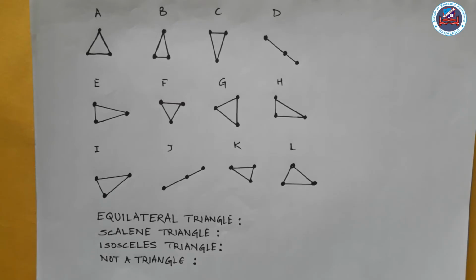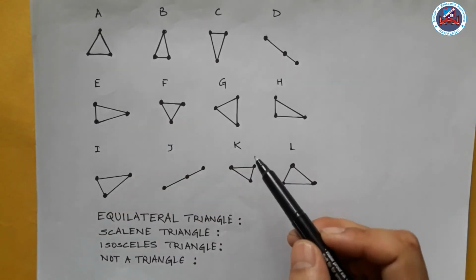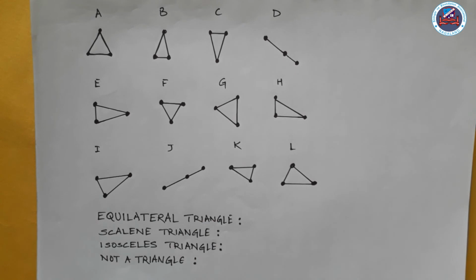This is question number 1 from page number 28-29. From this, we have to find out which of these triangles are equilateral, scalene, and isosceles. First, you have to join the dots and make a triangle like this, and then we can find out which of the triangles are scalene, isosceles, or equilateral.